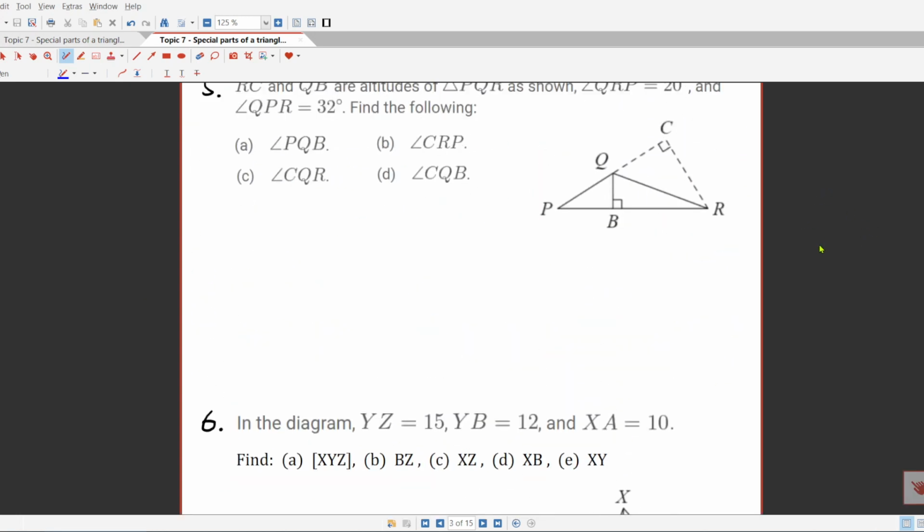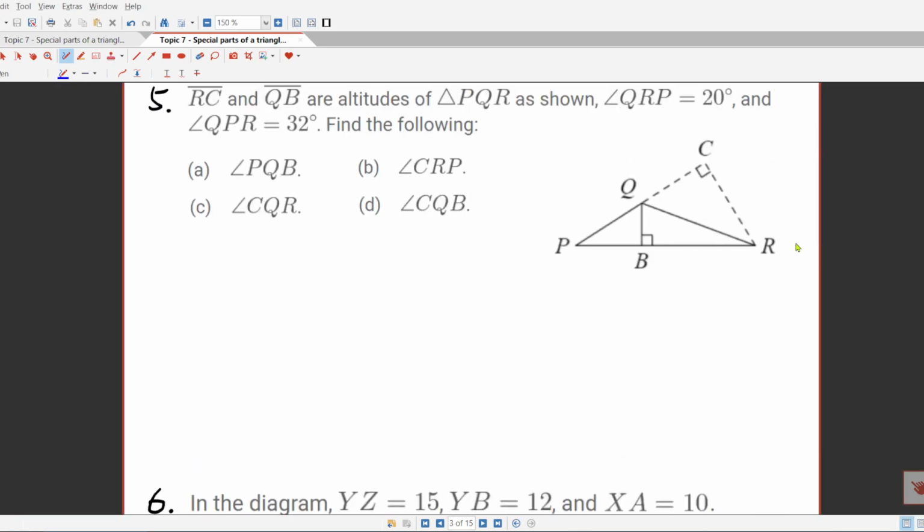Okay, if you don't have any questions, let's have a look at the next one. Question number 5. RC and QB are altitudes of triangle PQR as shown on the right. Angle QRP equals 20 degrees and angle QPR is 32 degrees. Find the following angles: A, PQB. Okay, this is pretty straightforward, right? Angle PQB is just 90 degrees minus angle QPB, which is 90 degrees minus 32 degrees, so that's 58 degrees.